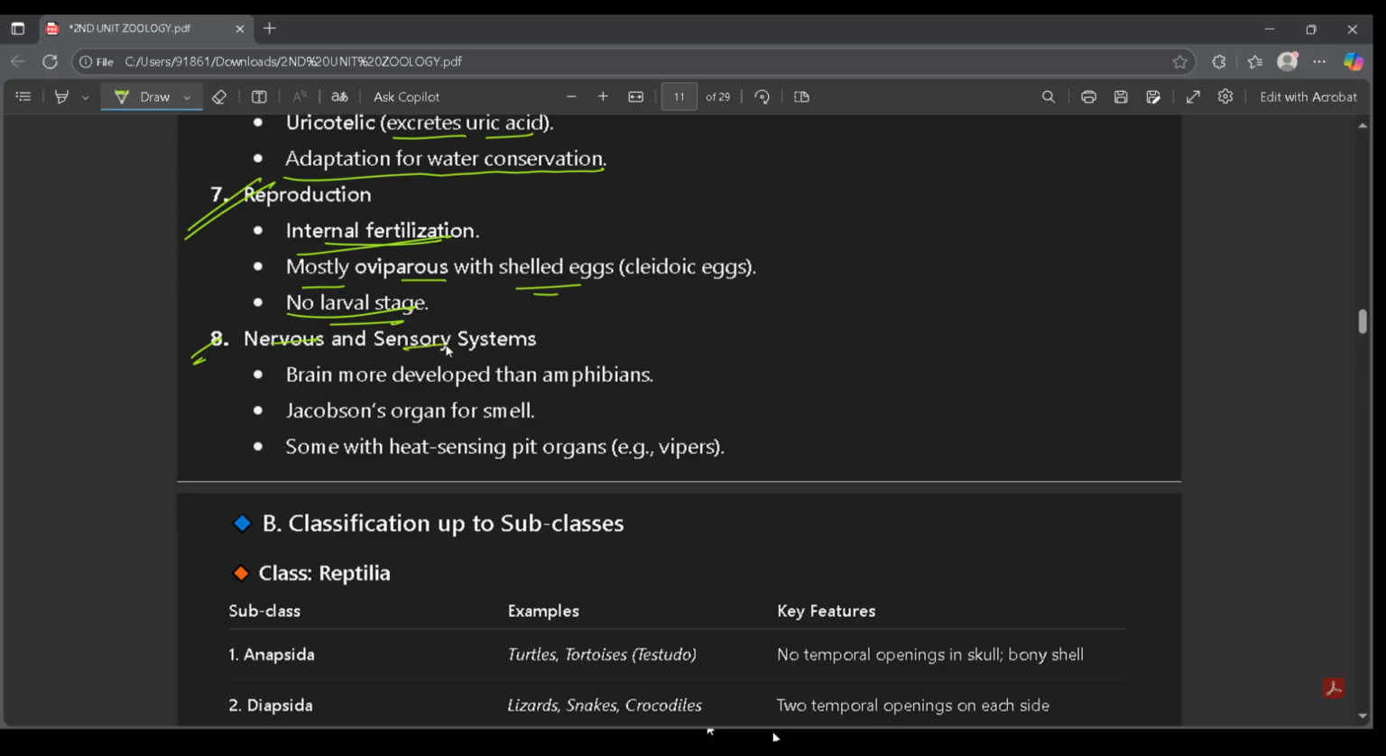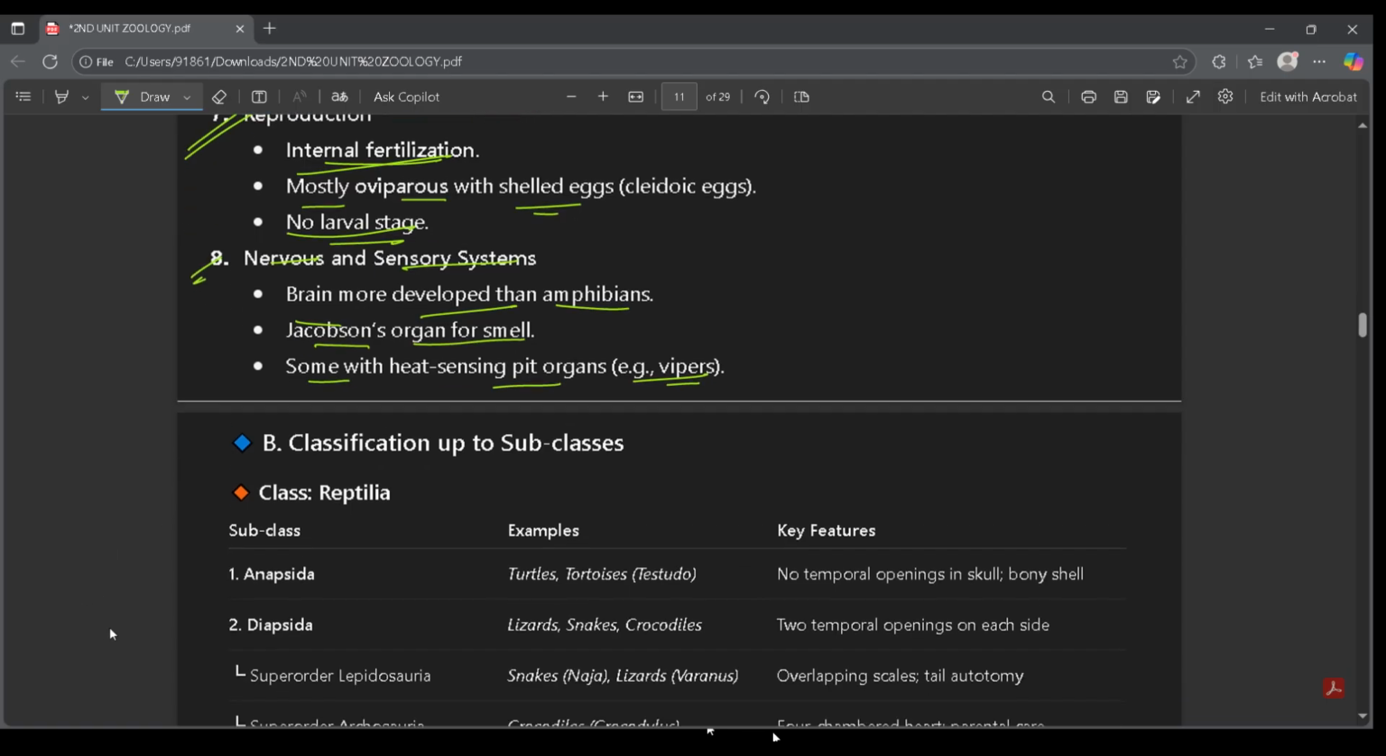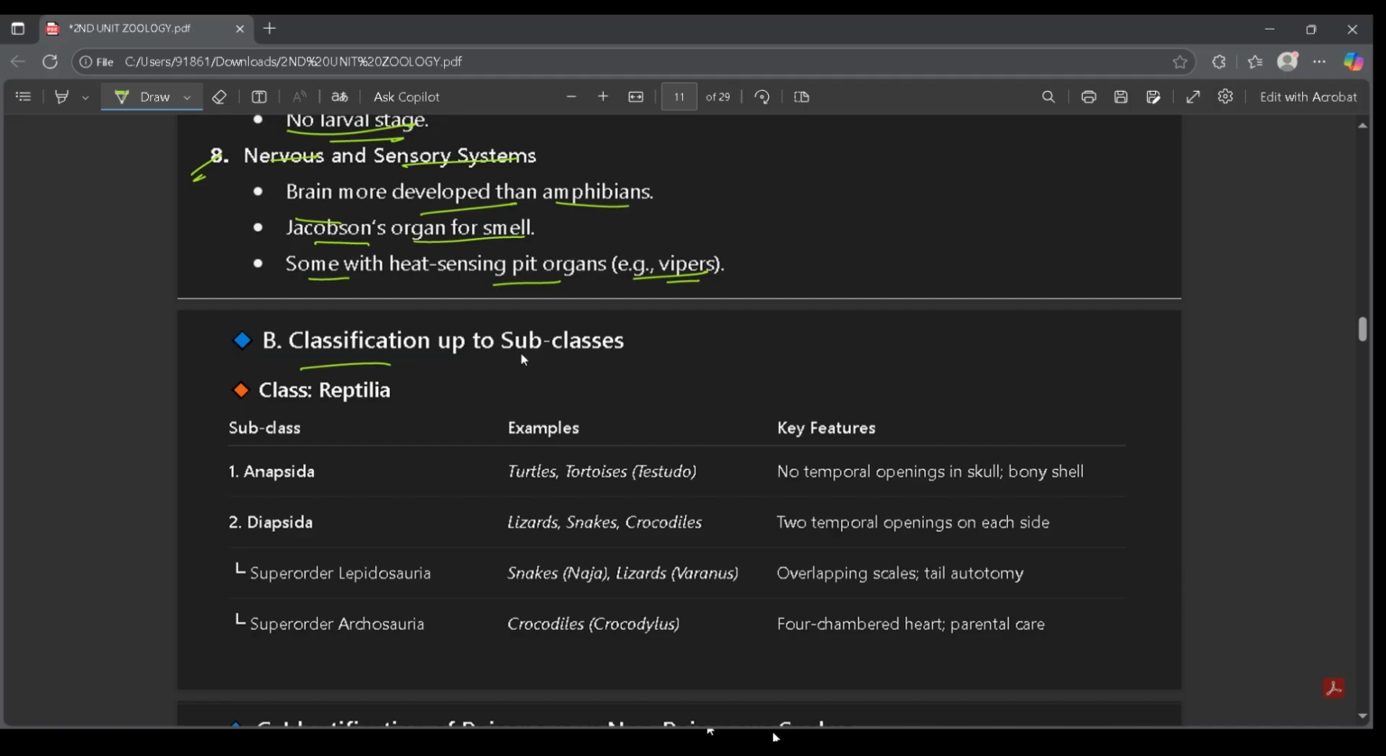Number eight being nervous and sensory system. The brain is more developed than in amphibians. Jacobson's organ for smell, and some with heat-sensing pit organs. Example: vipers, pit vipers to be specific. Now we'll move on to the next portion, classification up to subclasses.